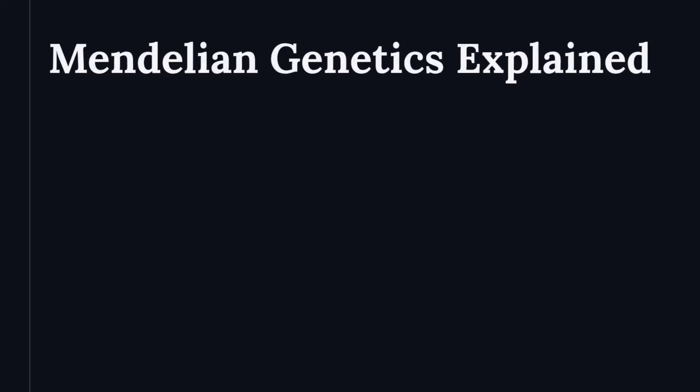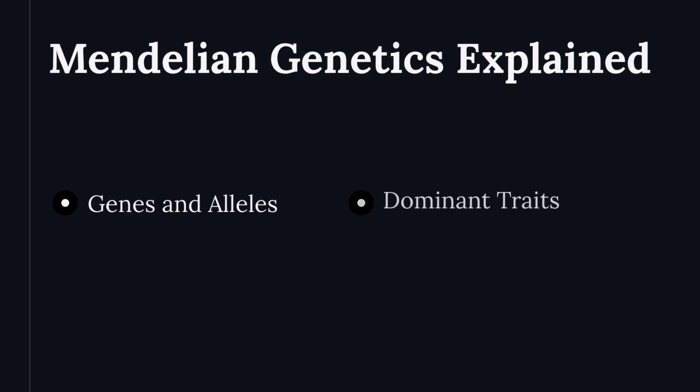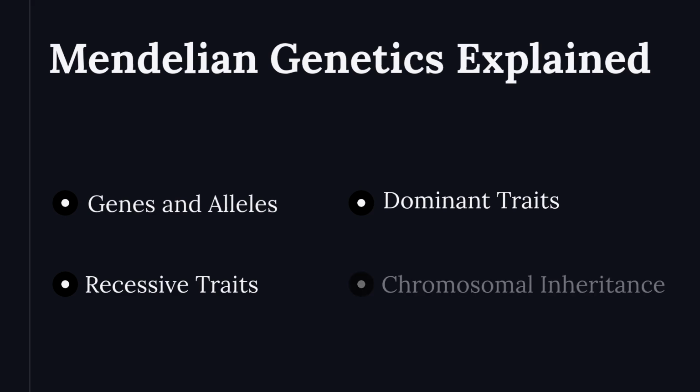Mendelian genetics explains inheritance patterns through genes and alleles. Dominant and recessive traits follow specific laws. The law of segregation and independent assortment are key principles. Monohybrid and dihybrid crosses illustrate these concepts. Chromosomal inheritance determines sex.